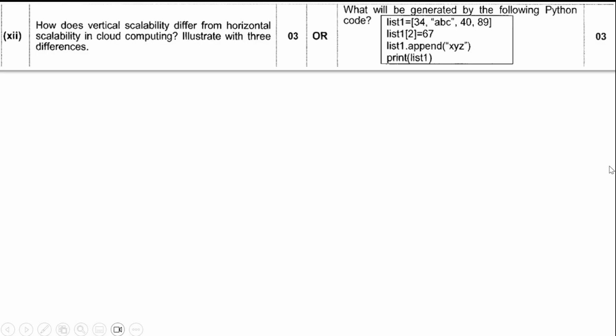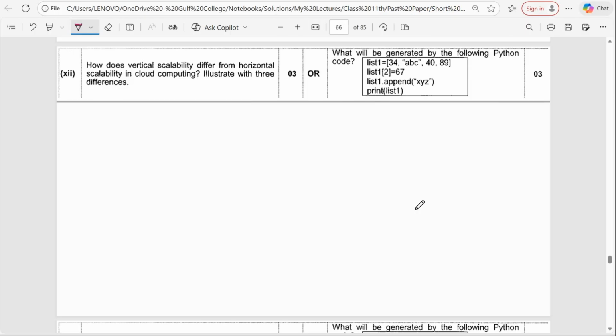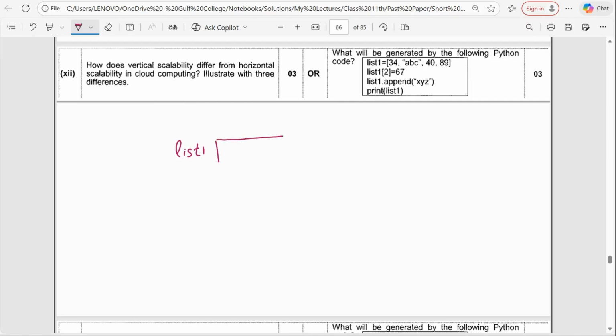Second question, what will be generated by the following Python code? Okay, let's see. You have a list named list one, and the values are 34, then ABC, after this 40, then 89. Okay, this is line number one.